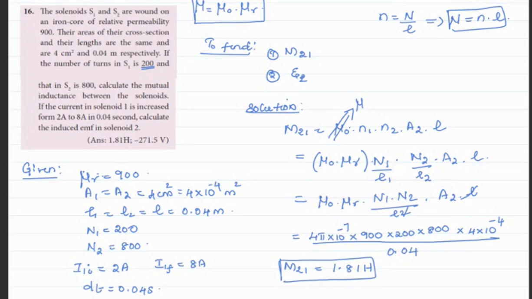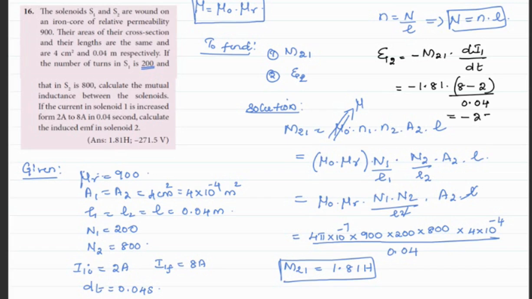Second part of the question, can the equation remove? Epsilon2 is equal to minus M21 into dI1 by dt. M21 is what? Minus of 1.81 into dI1, which is I final minus I initial. I final is 8. 8 minus 2 divided by 0.04, so 6 divided by 0.04 into 1.81 is 271.5. So this is equal to minus 271.5 volt. This is epsilon.